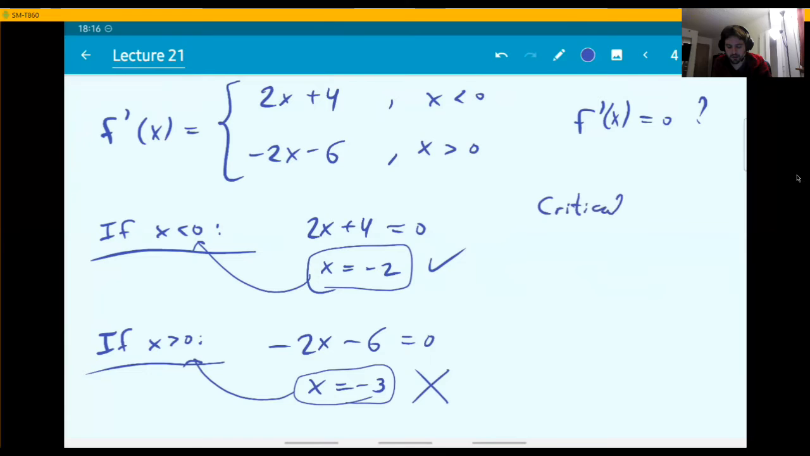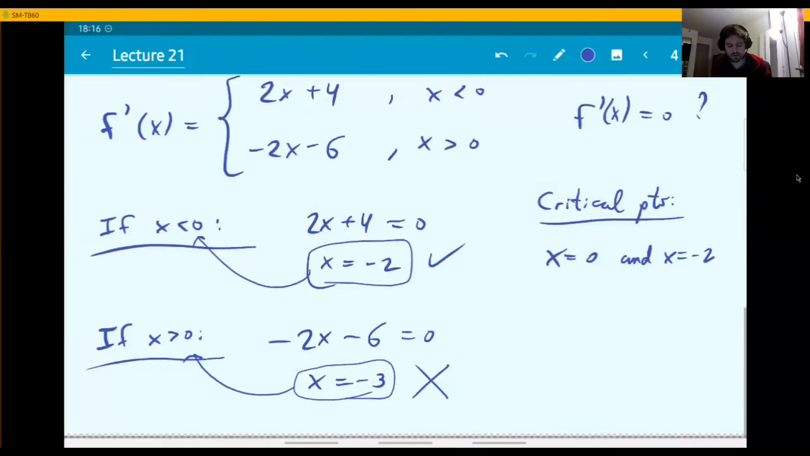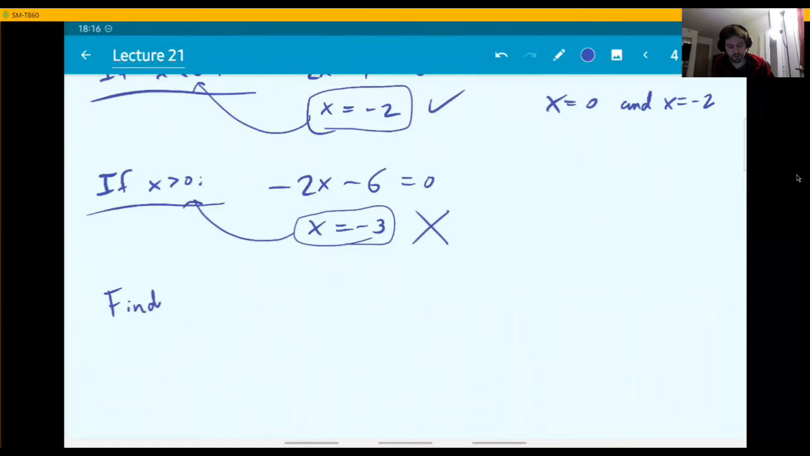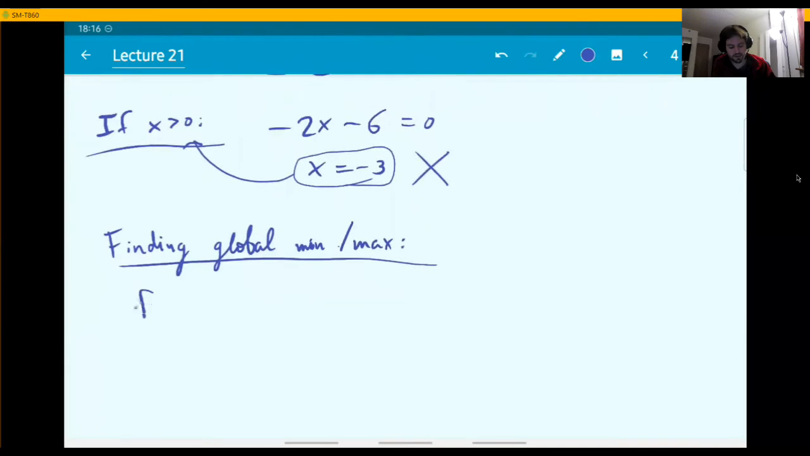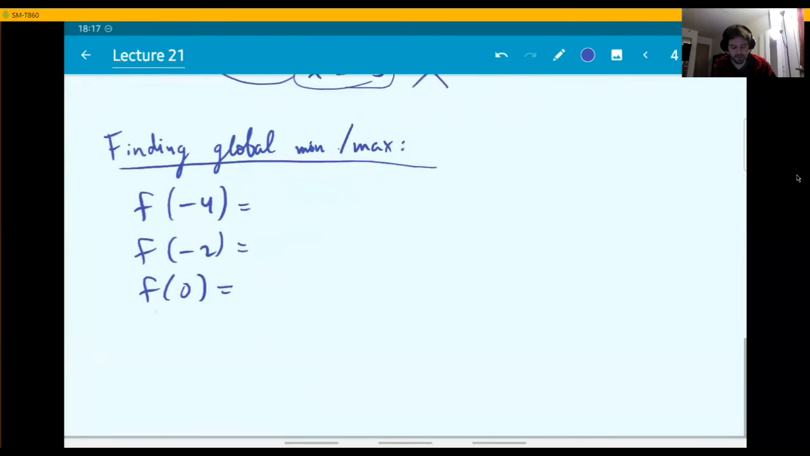That concludes our analysis of critical points. 0 was a place where the derivative does not exist, and -2 is a place where the derivative is 0. So now how do we find global min and max? We already know they exist. They must be one of the endpoints. What were those? If you go back to the function, it was between -4 and 4. So they must be one of the endpoints or the critical points that we just found.